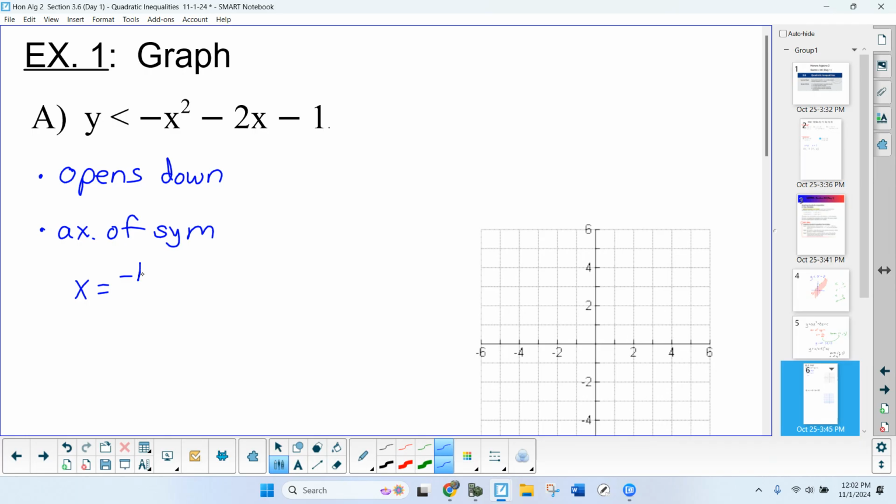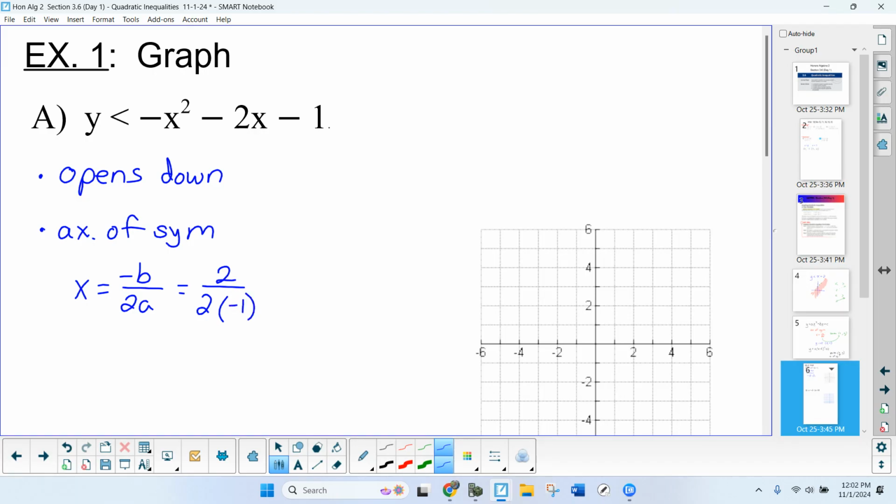Negative b over 2a. So what's the opposite of b? Negative b. Okay, what's b? Negative 2. So what's the opposite of b, or what's negative b? Negative, or 2. Okay, over 2 times what? A, which is negative 1.